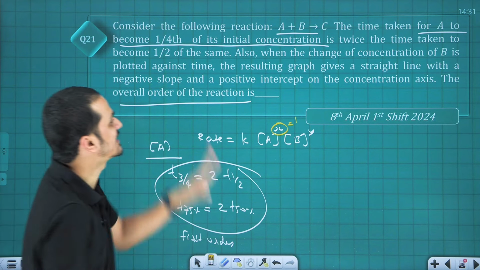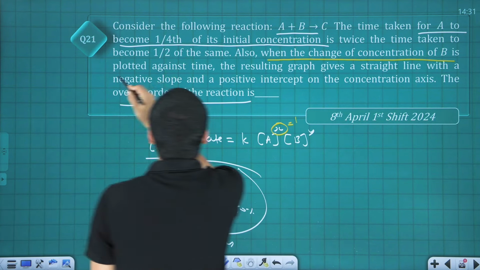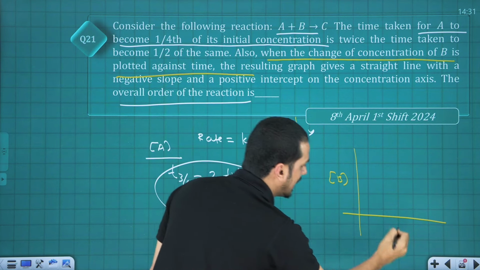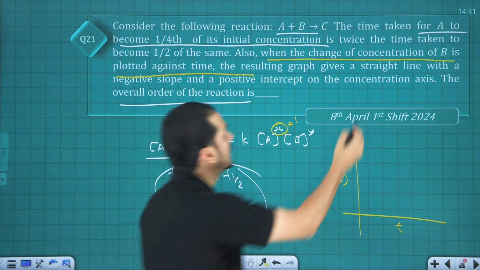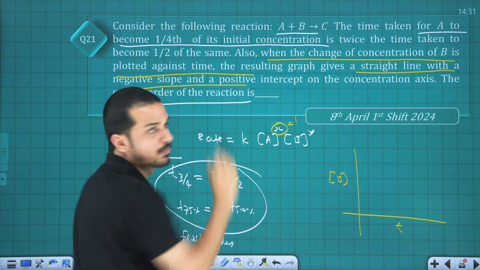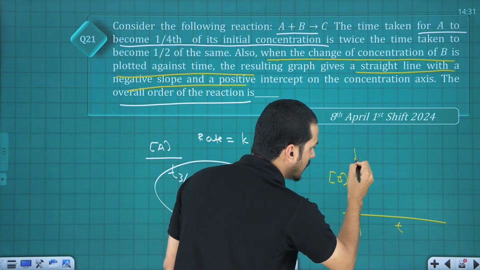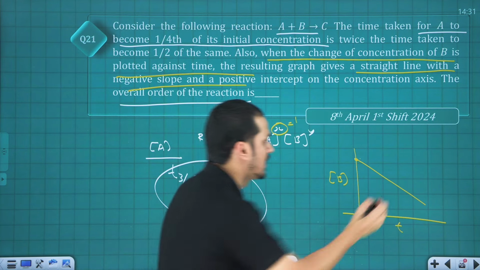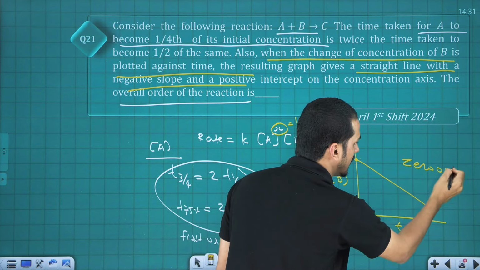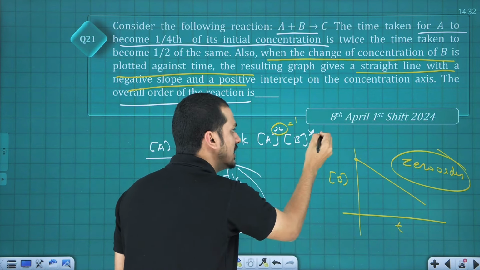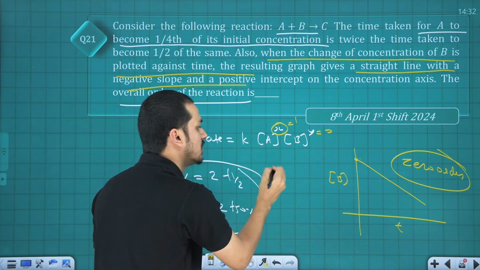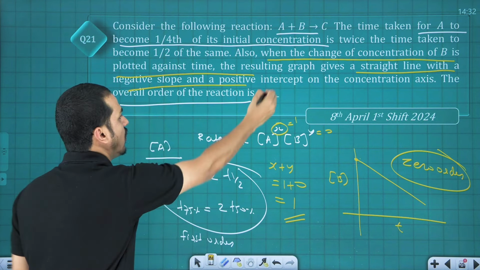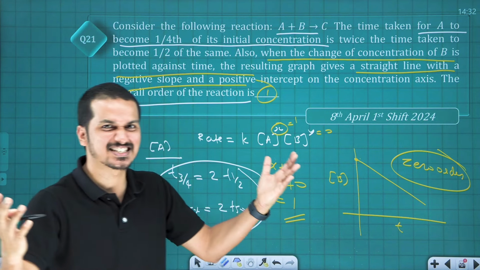Next, when the change in concentration of B is plotted against time, we get a straight line with a negative slope and a positive intercept. A concentration versus time graph like this comes in the case of zero order. So Y is equal to 0. X equal to 1 and Y equal to 0 means X plus Y is 1 plus 0, which is 1. The overall order of the reaction is 1. Got it? Yes, guys.